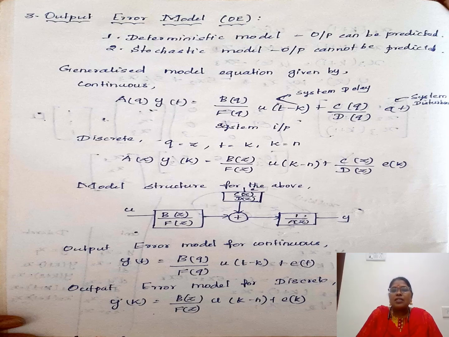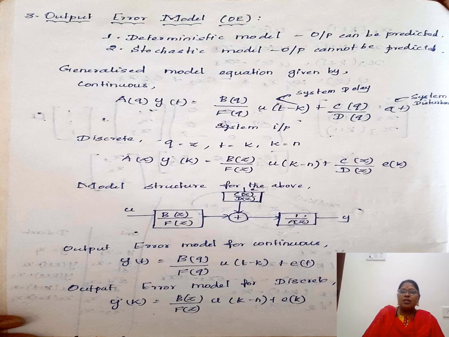The model structure is this: B by F of z acts on the input with all its delayed inputs, and C by D is the error part. So this is C by D into the error, added with all the inputs weighted by the coefficient parameters B by F. Together we call this the model structure for this system.